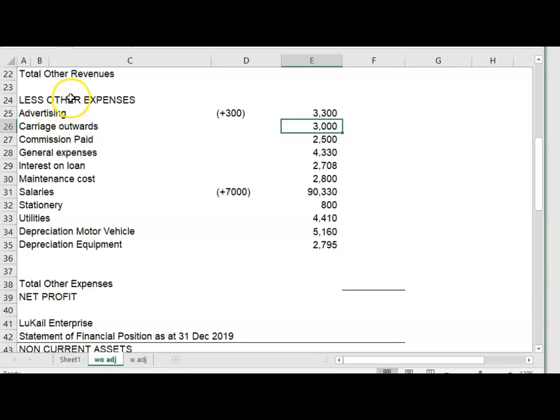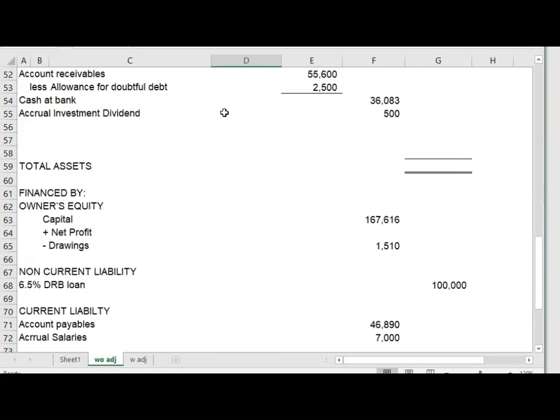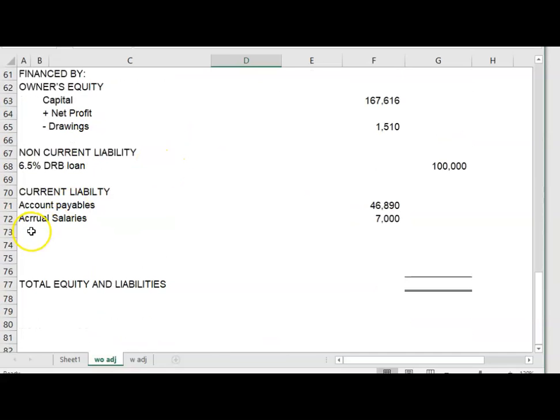Again, accruals expenses. We add expenses. Accruals expenses must be recorded in the current liability. So again, go to your current liability, accruals, advertising. The amount is 300 ringgit. There you go, your record.